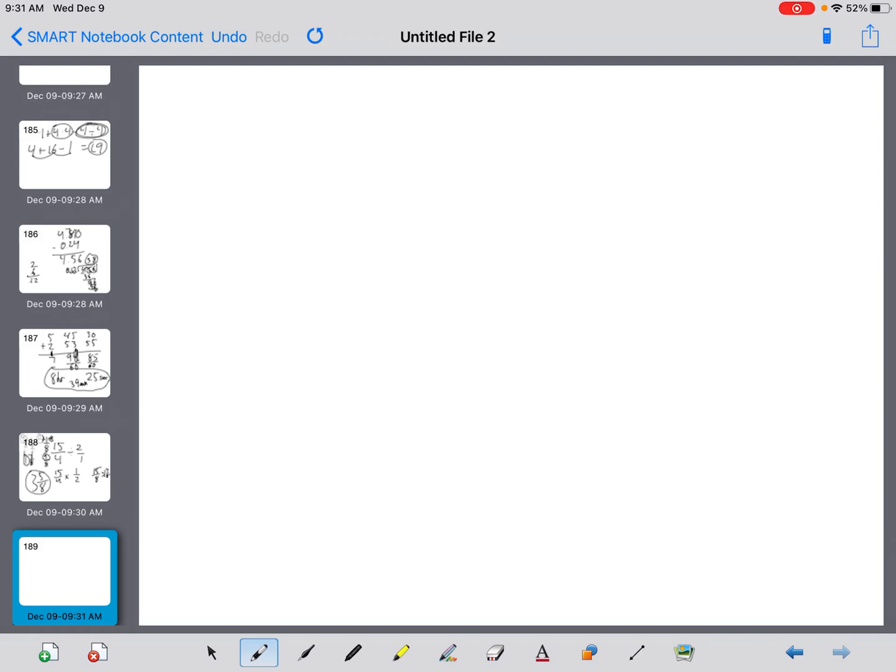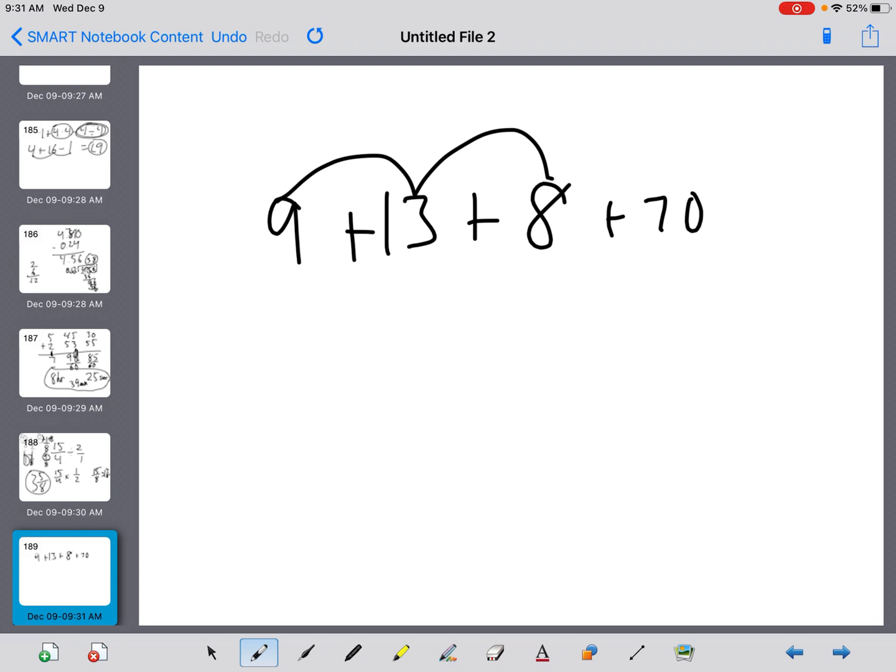26. Estimate the sum to the nearest whole number, then perform the calculation. Okay, so 8.575 would round to 9, plus 12.6 something would round to 13, plus 8.4 would round down to 8, plus 70.4 would round to 70. Now I'm just going to add those together. 9 plus 3 is 12, plus 8 is 20. Carry the 2. 2 plus 1 is 3, plus 7 is 10. So my estimate is 100.